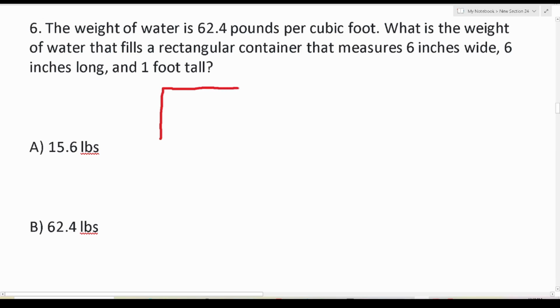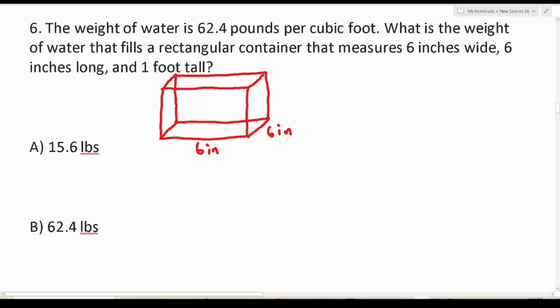We have a rectangular container, and I'm going to try to draw 3D here for you. We have this rectangular container that's 6 inches wide. So that's right here, 6 inches wide, 6 inches long, so that's 6 inches right there, and 1 foot tall, so that's 1 foot right there. Okay? And that's not drawn to scale, by the way. And we want to know what the weight of water is that fills up this tank.